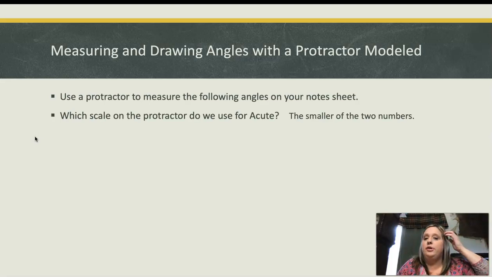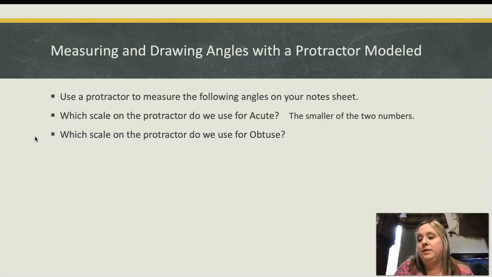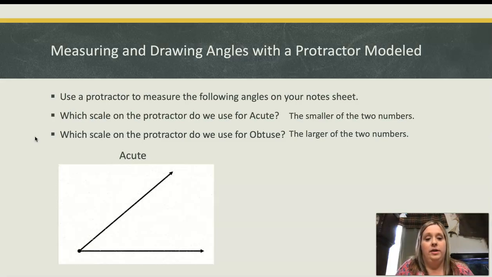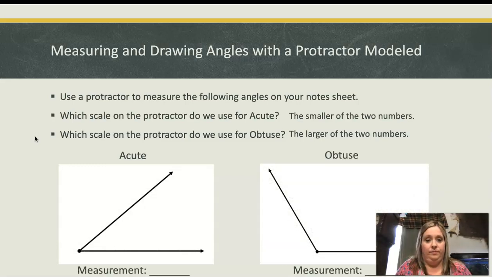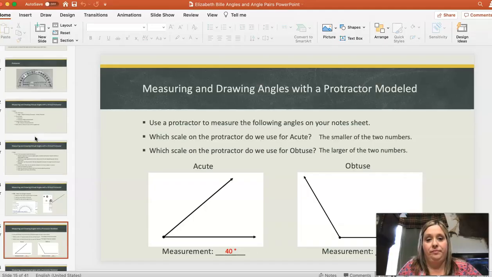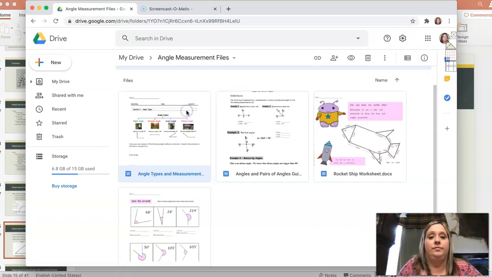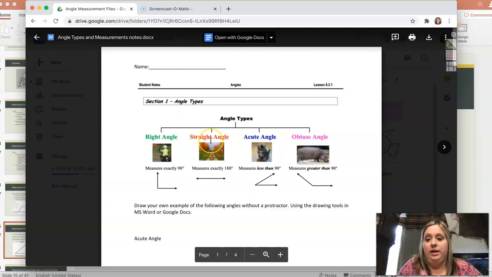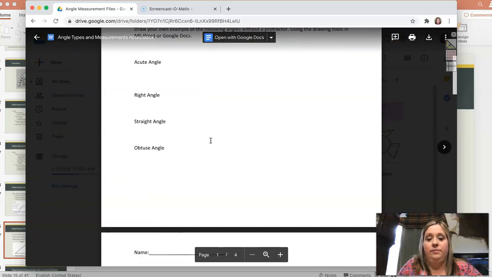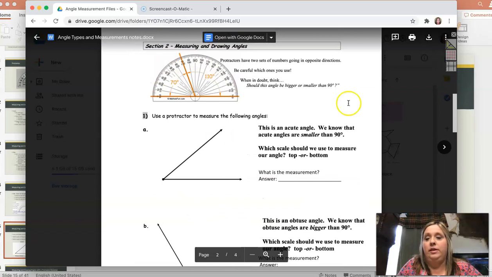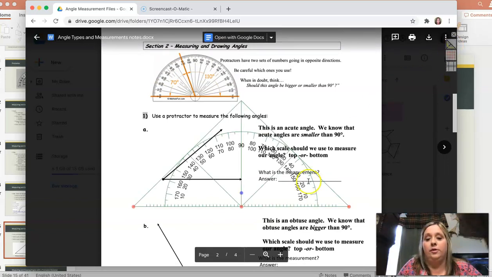So which scale on the protractor do we use for acute, the smaller of the two numbers? What about obtuse? Madison, the larger of the two numbers. Good job. So here's an acute and an obtuse. And I'm going to show you that. So if you're doing this digitally, okay, and you have this open in Google, here are angles here, and here is our MB Ruler for Chrome.